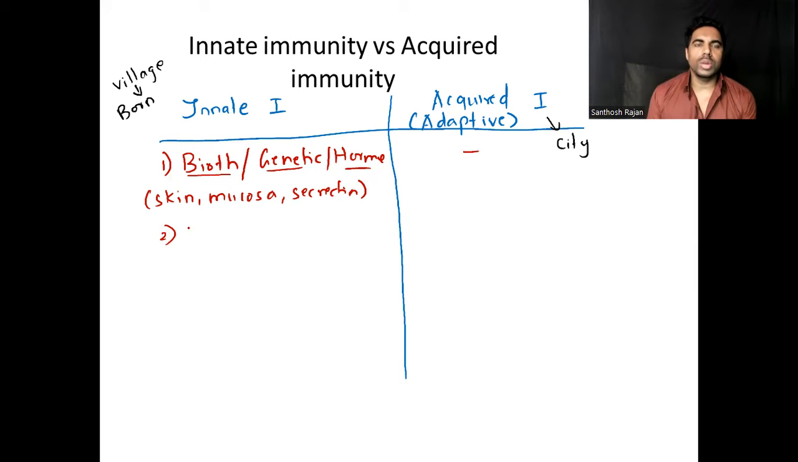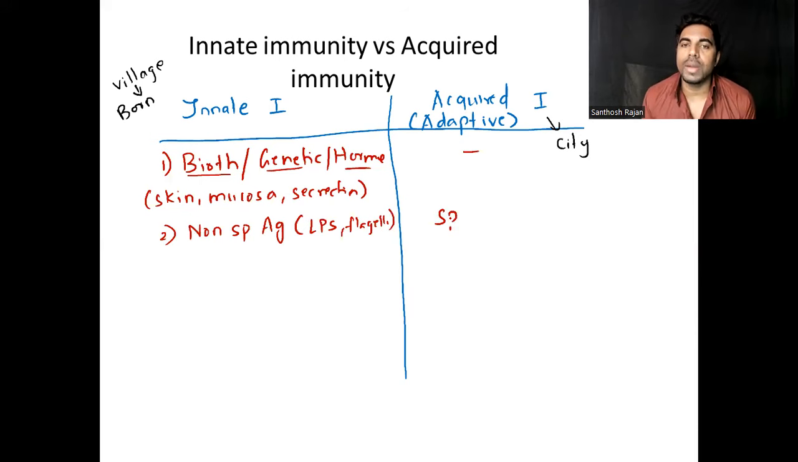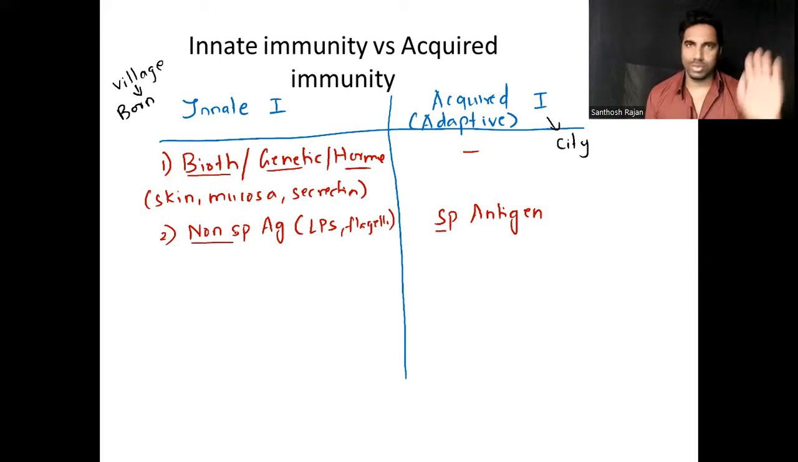Innate immunity responds to non-specific antigen. The antigen doesn't have to be specific. Non-specific antigen means, for example, the lipopolysaccharide of bacteria or flagella. All these non-specific structures can trigger it. But for acquired immunity, there's always a specific antigen: a specific bacterium or specific virus, whatever comes. So they respond specifically. Innate means always non-specific. And third, in innate immunity, I told you everybody helps you.